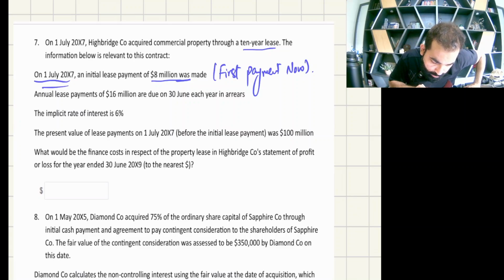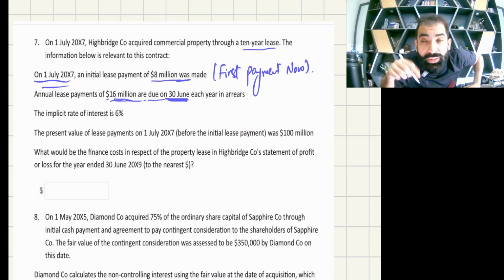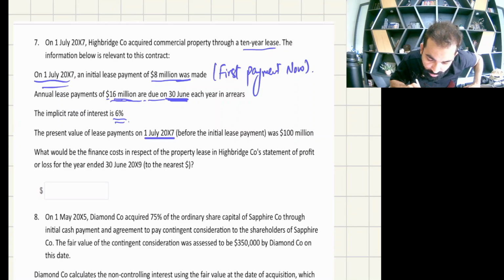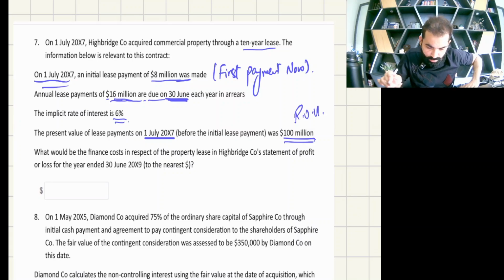The annual lease payment, at the end of every year, will be 16 million. The annual lease payments are due on 30th June. That means on the last day of every year, not the next day. The implicit rate is 6%. Excellent. The present value of lease payments on 1st July X7, before the initial payment, was 100 million. So this will be your initial entry of ROU.